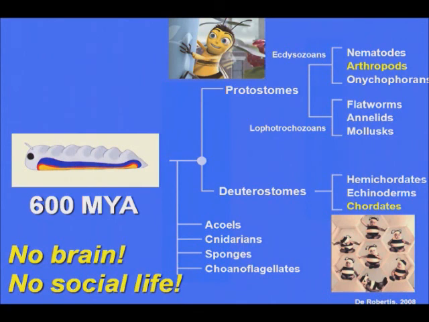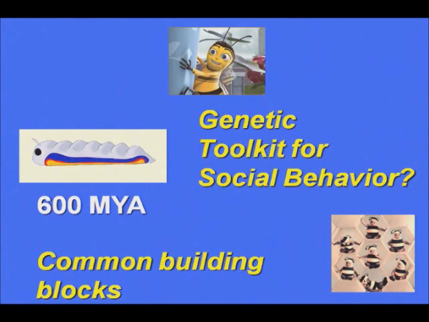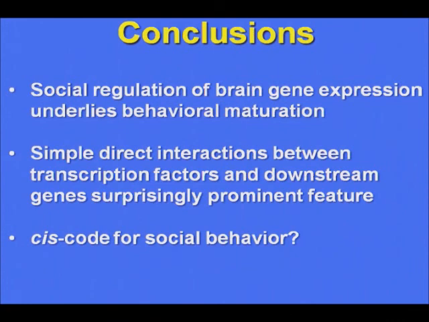However, seeing common molecular elements suggests that an approach that's been developed very nicely in developmental biology can really be useful in behavior, and that is the notion of genetic toolkits for behavior, the idea that there are common building blocks that are used and reused in separate evolutionary instantiations of the development of a phenotype. So in conclusion, social regulation of brain gene expression underlies behavioral maturation. We see evidence for simple, direct interactions between transcription factors that form a surprisingly prominent feature of the regulatory architecture, and maybe the beginnings of a cis code for social behavior. Thank you very much.